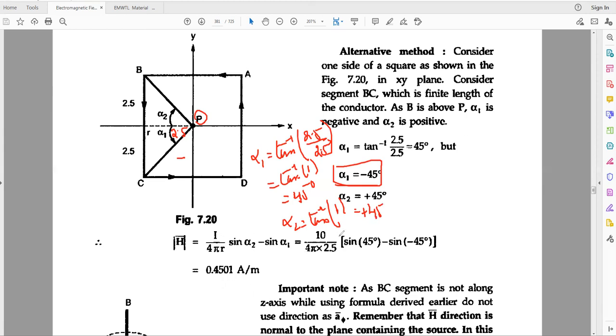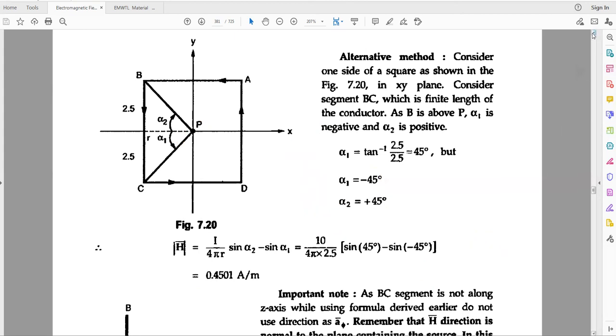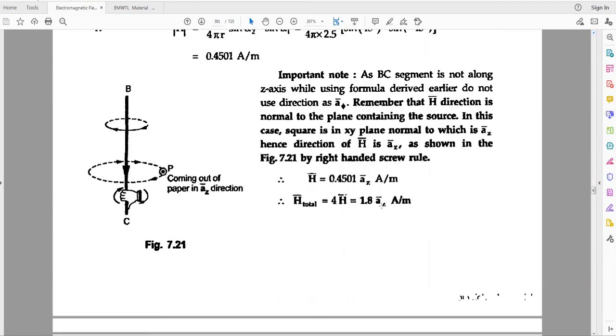Got it, my students? So I is 10, 4 pi r is 4 pi into 2.5, and sine 45 degrees minus of minus sine 45 degrees is plus 1 by root 2 plus 1 by root 2, which is 2 by root 2. Got it, my students? If I take root 2 as common, 1 plus 1 is 2 by root 2. Then you can simplify the function to get 0.4501 ampere per meter. Okay, this is an easy way to find the H bar for one side, and then you can multiply by 4.